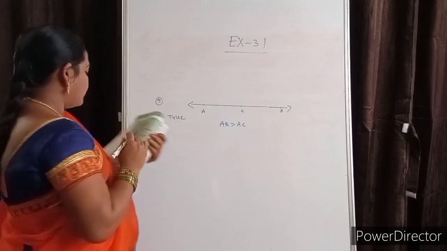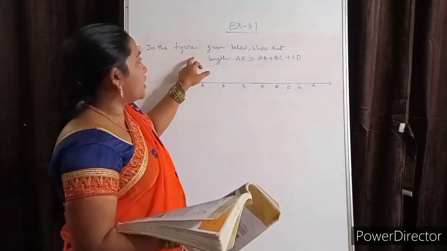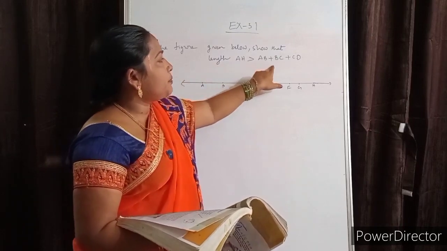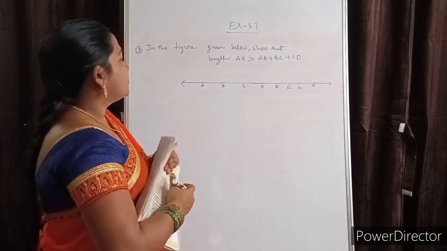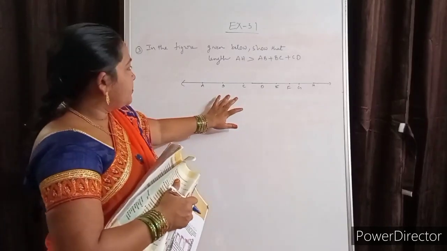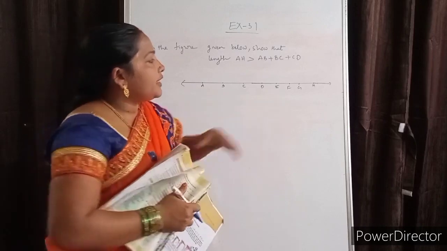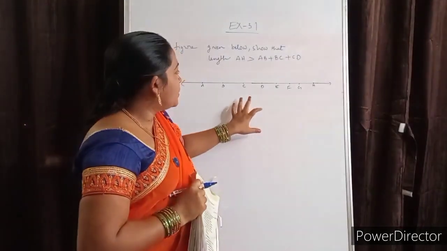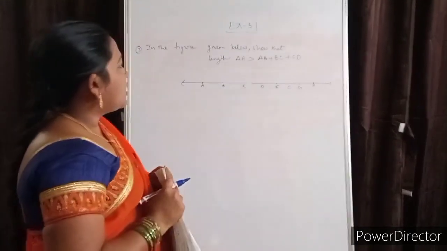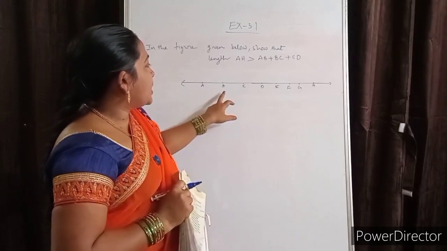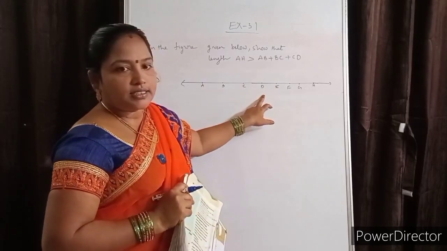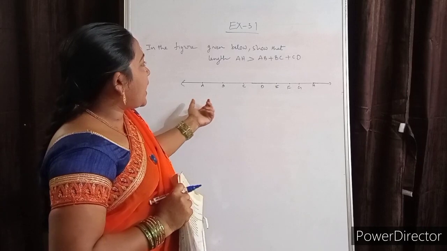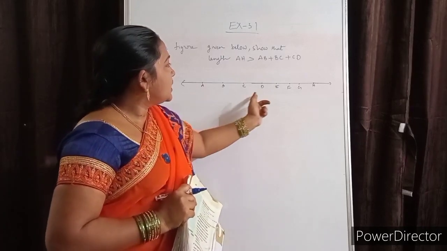Third question. In the figure given below, show that length AH is greater than AB plus BC plus CD. See this figure. This is the AH line. AH is greater than AB plus BC plus CD. So, to prove AH is greater than AD.